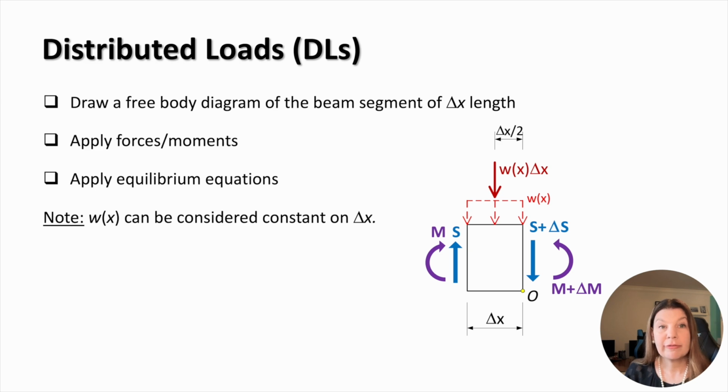We now draw a free body diagram of the small beam segment of the length delta x. The distributed load acting over this very small length can be approximated as constant. We then apply the internal shear forces and bending moments acting on either side of the element and use equilibrium equations to relate the changes in shear force and bending moment to the applied loading. Notice that the internal forces on the right-hand side of the element differ slightly from those on the left by delta S and delta M.